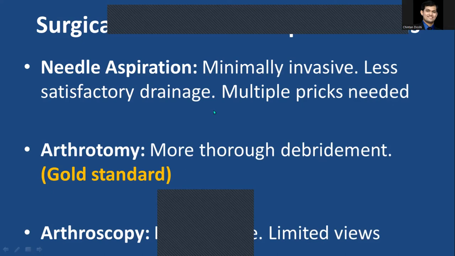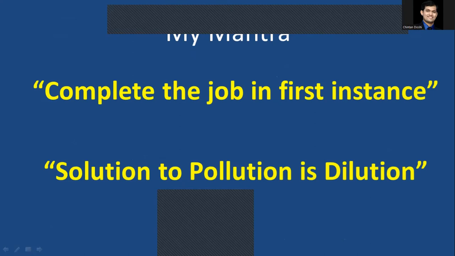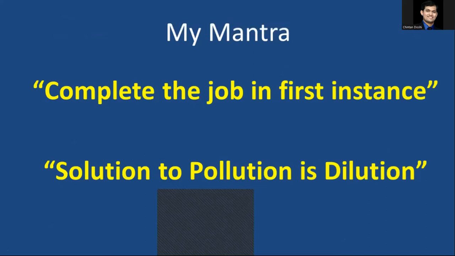So what we usually follow is we do the complete job at the first instance, clear the infection and the toxins. And after that, it is very important to give a thorough wash. What I usually follow, I always get reminded of this: solution to pollution is dilution. So always give a wash and try to remove all the debris, all the infection which is there, probably in the joint or in the bone. And I follow this for both septic arthritis and osteomyelitis.